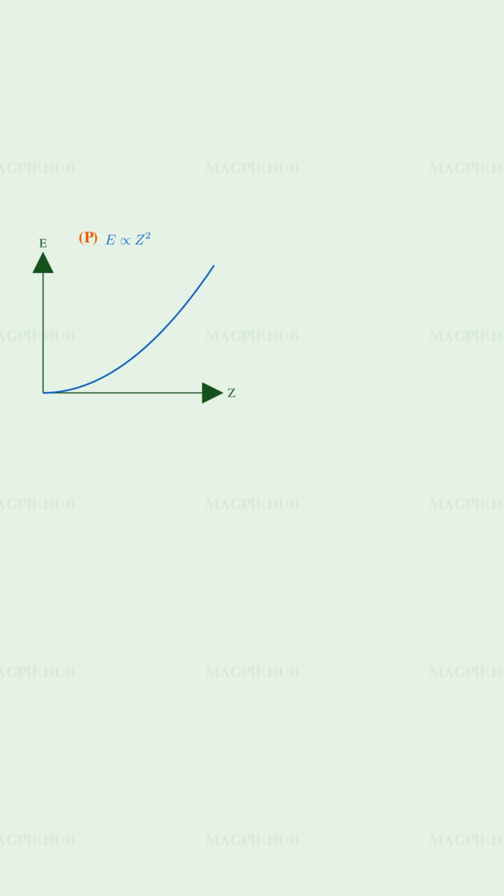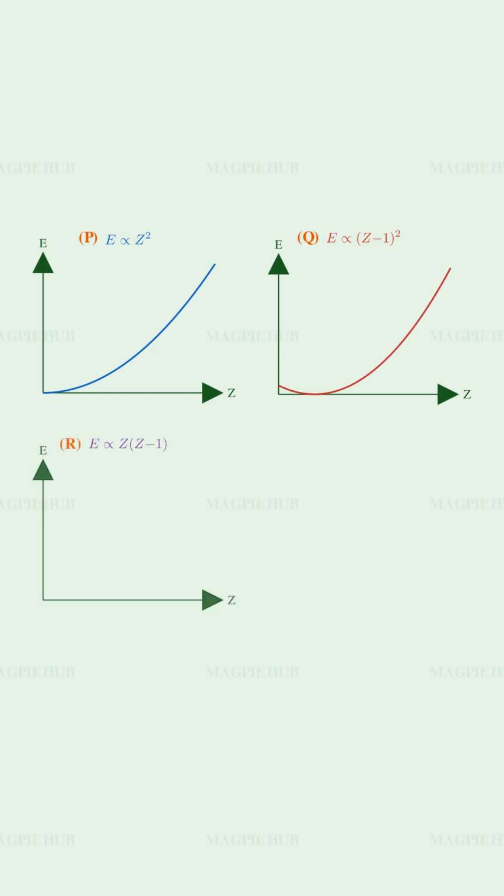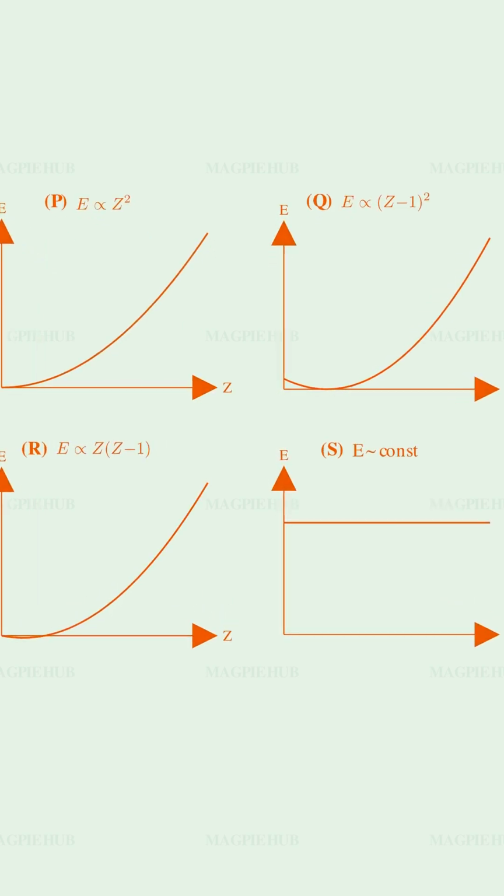The first curve shows E proportional to Z squared, a parabola rising steeply. The second shows E proportional to Z minus 1 whole squared, shifted 1 unit to the right. The third shows E proportional to Z times Z minus 1, a quadratic that passes through the origin and through Z equals 1. And the fourth is a flat horizontal line, indicating energy is practically independent of Z.